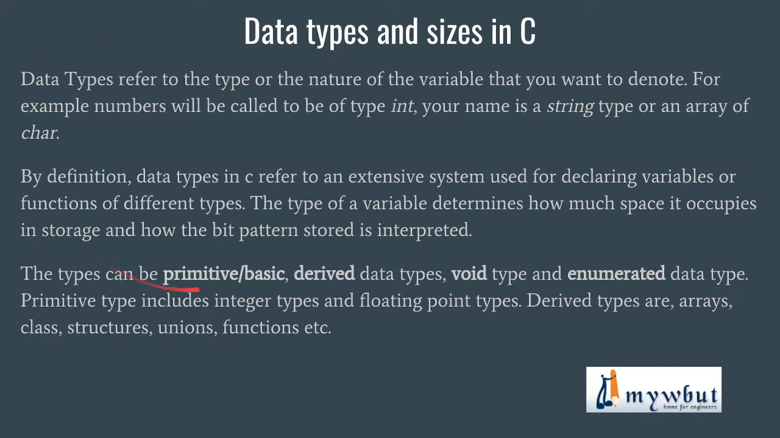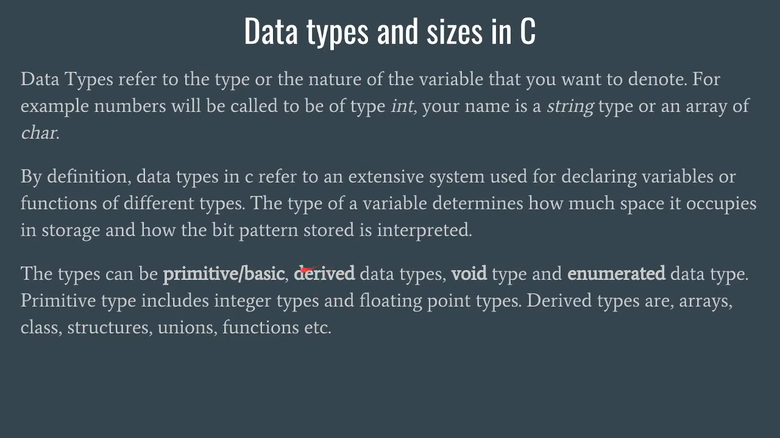Next we have the types. These data types can be classified into primitive or basic, and the second one is derived data type. Some primitive data types we had seen in the last video also, for example void and int. Other than that, we have some more basic or primitive data types. These are float, character, double, etc.